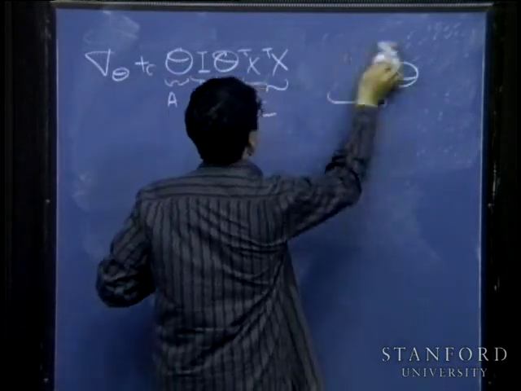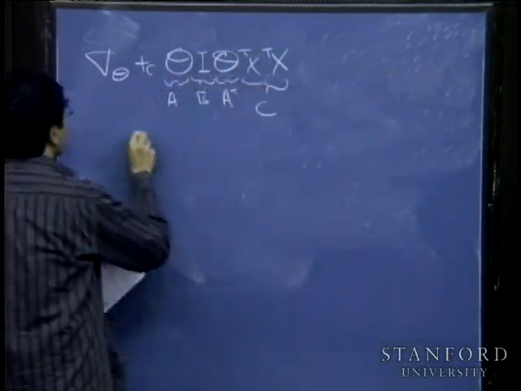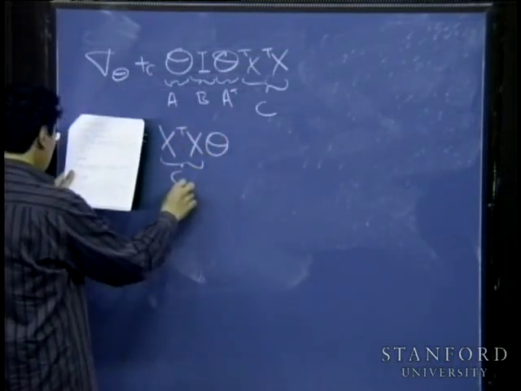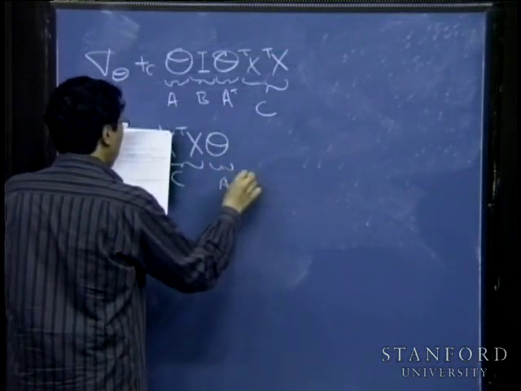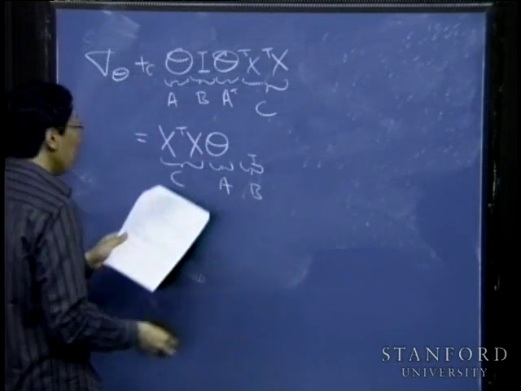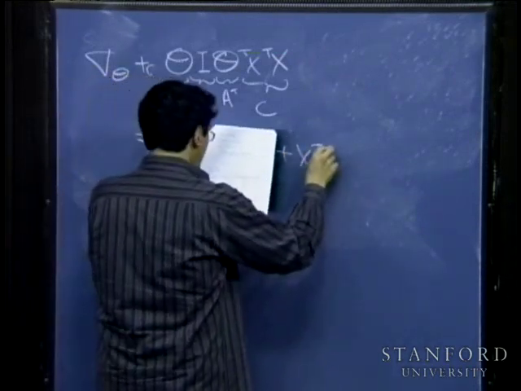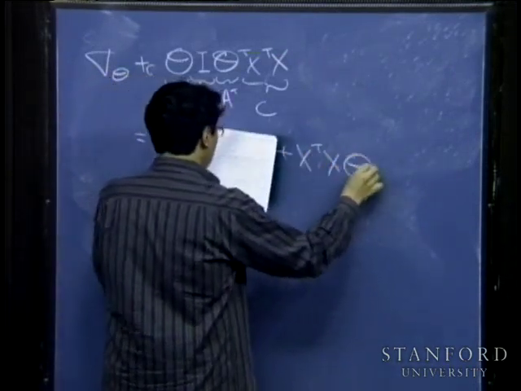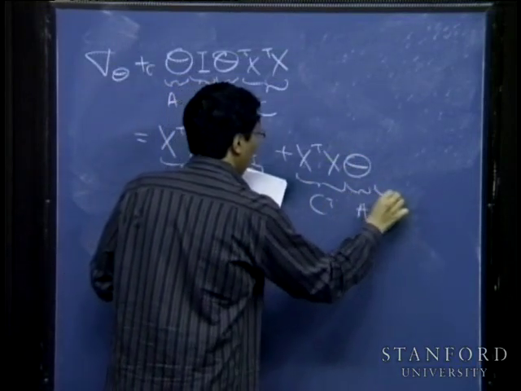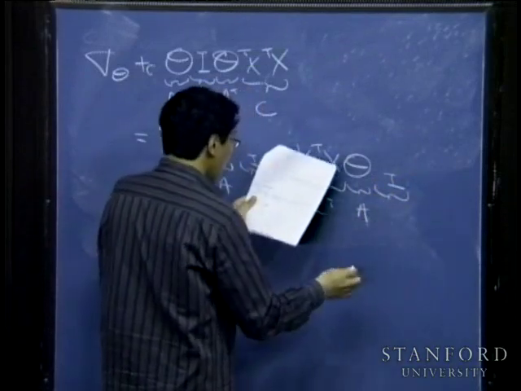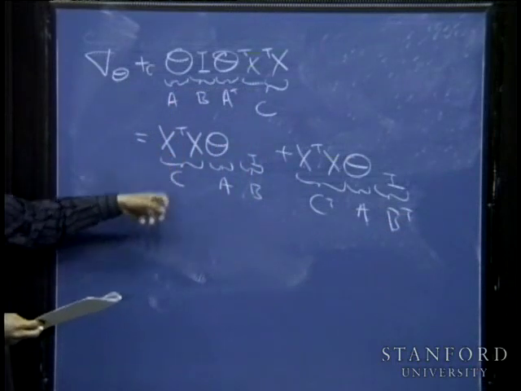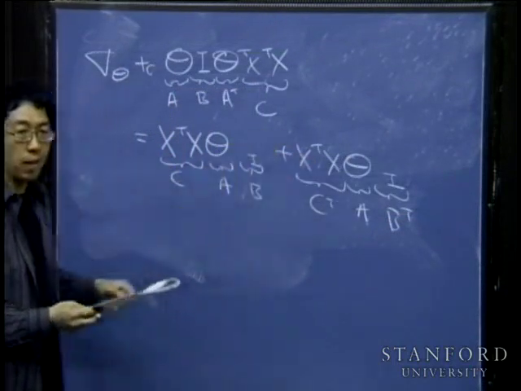So this is C, A, B, which is just the identity matrix, which you can ignore, plus x transpose x theta, where this is now C transpose A, again, times the identity, which you can ignore, times B transpose. Okay? And the matrix x transpose x is symmetric, so C transpose is equal to C.